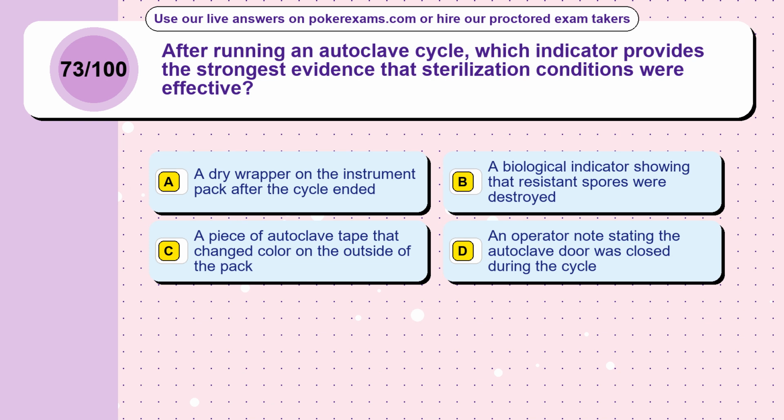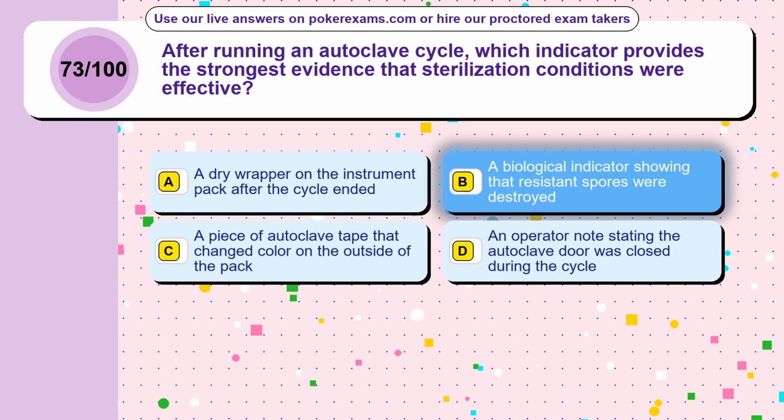Question 73. After running an autoclave cycle, which indicator provides the strongest evidence that sterilization conditions were effective? Option A. A dry wrapper on the instrument pack after the cycle ended. Option B. A biological indicator showing that resistant spores were destroyed. Option C. A piece of autoclave tape that changed color on the outside of the pack. Option D. An operator note stating the autoclave door was closed during the cycle.